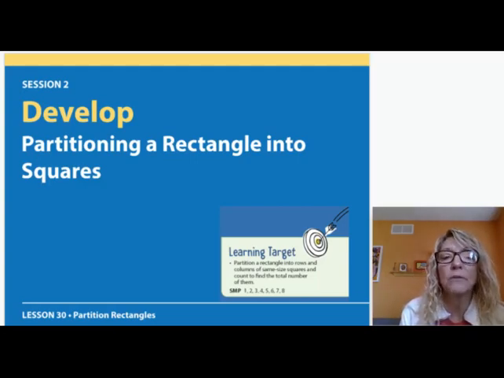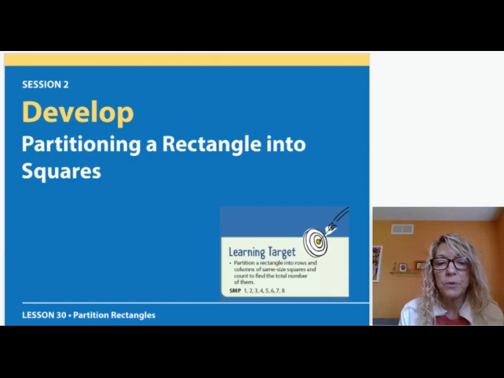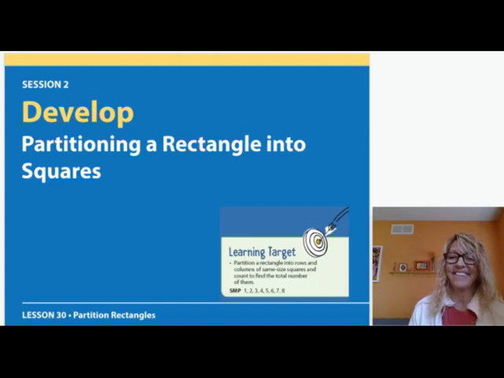Today we'll be partitioning a rectangle into squares. We will be doing that with rows and columns, so that's our focus today. Our weekly pages are student book page 278 to page 283, and in your practice and problem solving book, it would be pages 303 to 308. You may have already completed page 305 or 306 or some of those problems. Our student book today would be maybe the challenge problem from page 283 or some practice and problem solving on page 308. So let's get started.